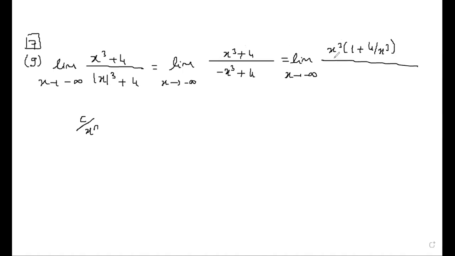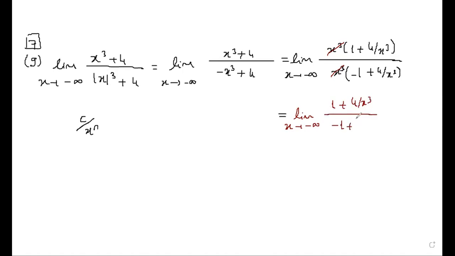Okay, and here in the denominator, what do we have? Let's take it again, write it as in the parentheses of x cubed. We have minus 1 plus 4 over x cubed. Okay, now just simplify these two. Okay, so we have limit of this 1 plus 4 over x cubed over minus 1 plus 4 over x cubed. When x is approaching minus infinity, here we have 0, 0. So we have 1 over minus 1, which will give us minus 1. Okay, that's it.